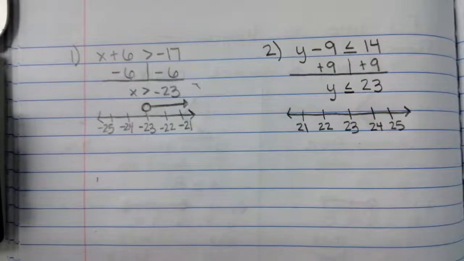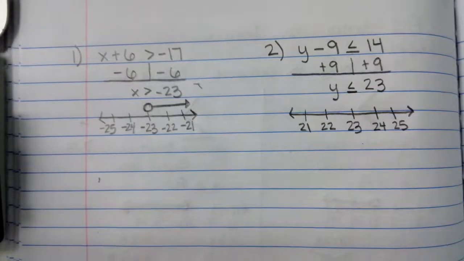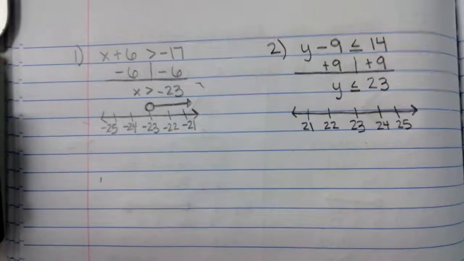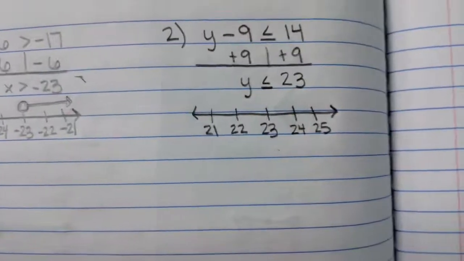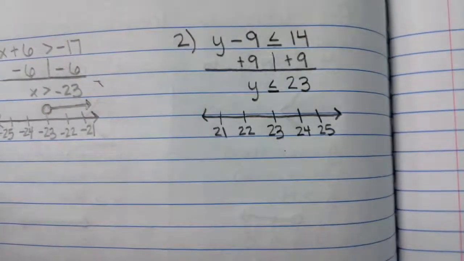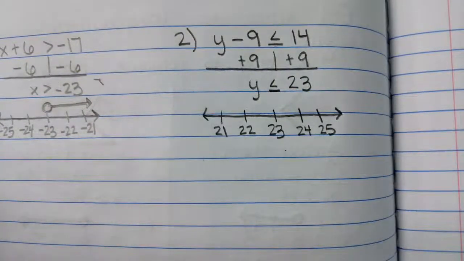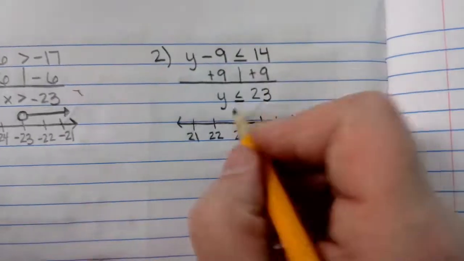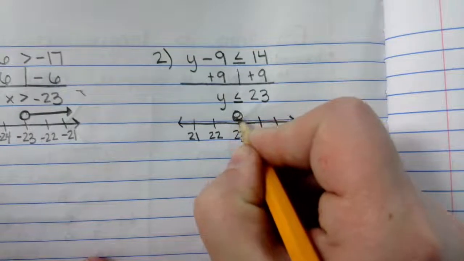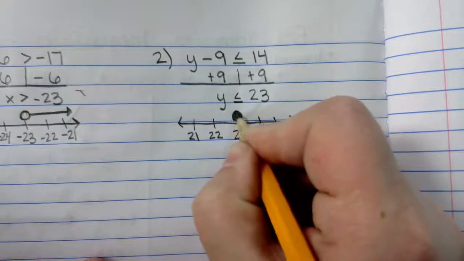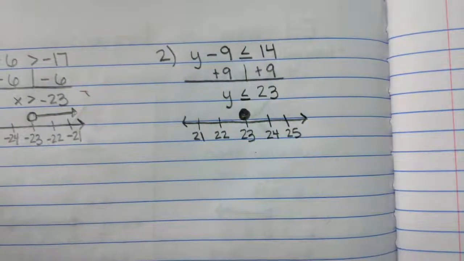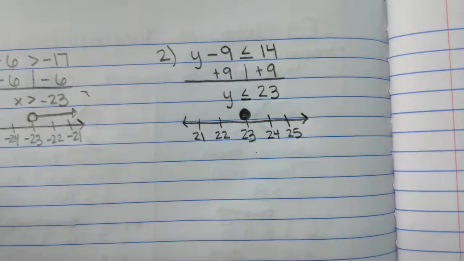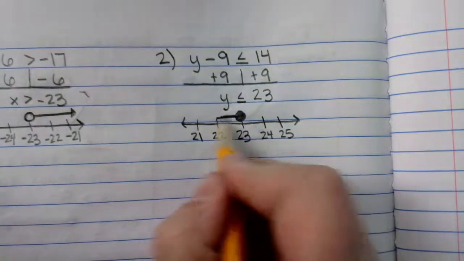Good. All right, this time, with number 2, are we going to have an open circle? It doesn't include it, or a closed, it includes it? Closed. In which direction am I going to shade for numbers less than 23? To the left. All right, 2 more.